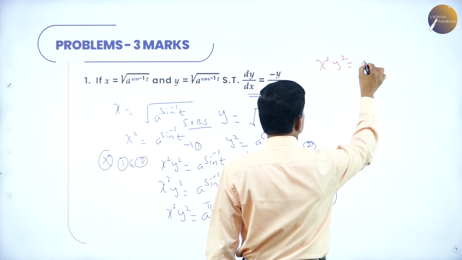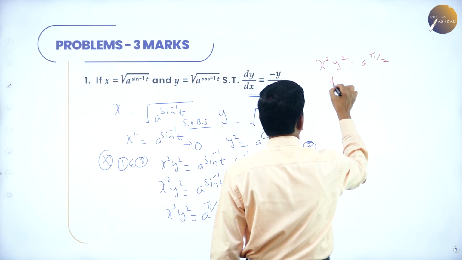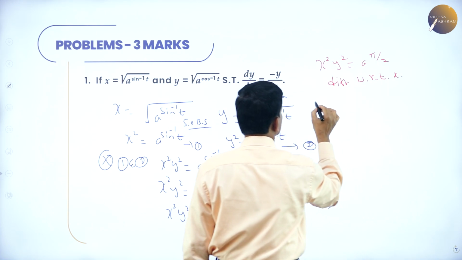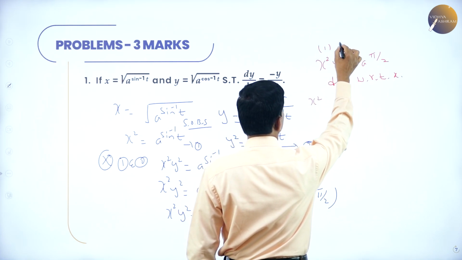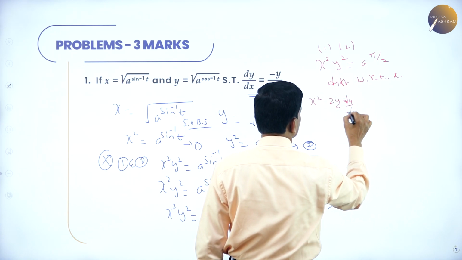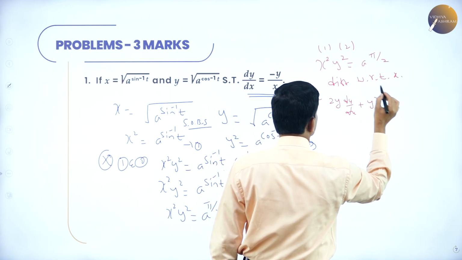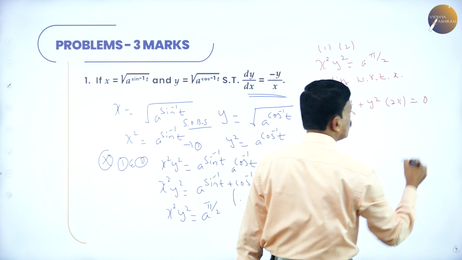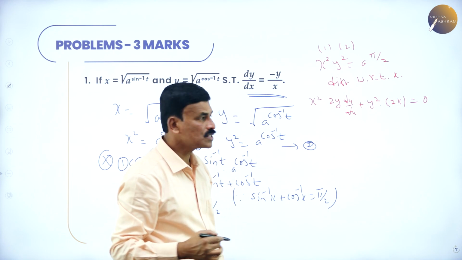x square y square is equal to a to the power of pi by 2. Differentiating with respect to x on both sides. So x square, this is the product rule: first function x square into derivative of y square, which is 2y dy by dx, plus y square constant, derivative of x square is 2x, is equal to a to the power of pi by 2, which is constant, and the derivative of a constant is 0.